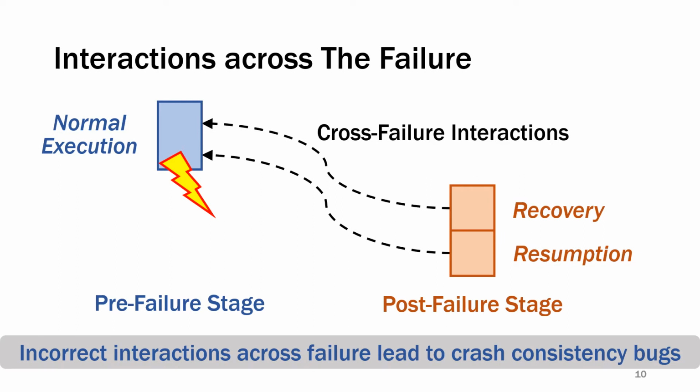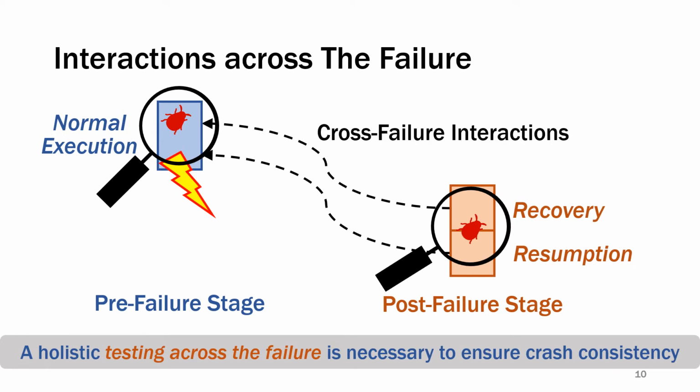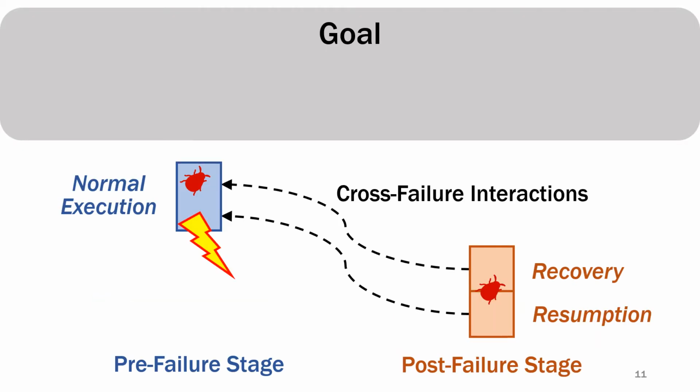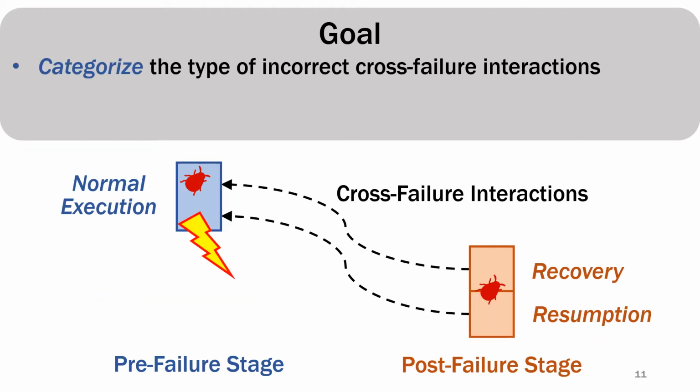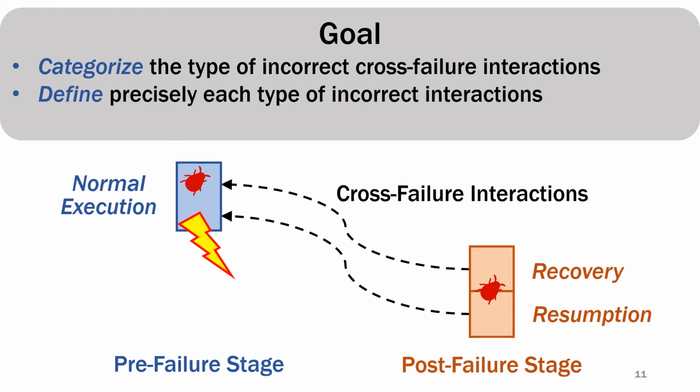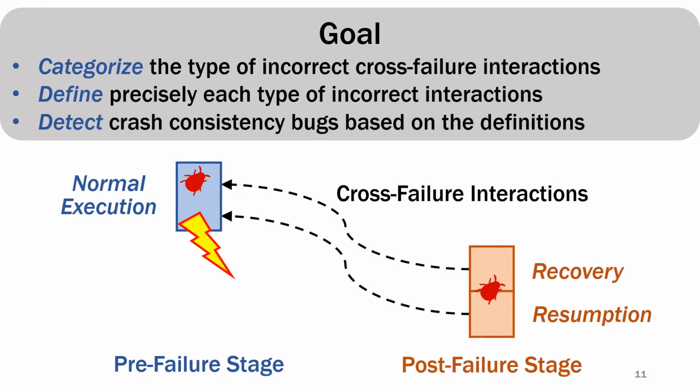And any incorrect interactions across failure can lead to cross-consistency bugs. Therefore, a holistic testing across the failure is necessary to ensure cross-consistency. The goals of this work are: first, categorize the type of incorrect cross-failure interactions; second, precisely define such type of incorrect interactions; and finally, detect cross-consistency bugs based on the definitions.